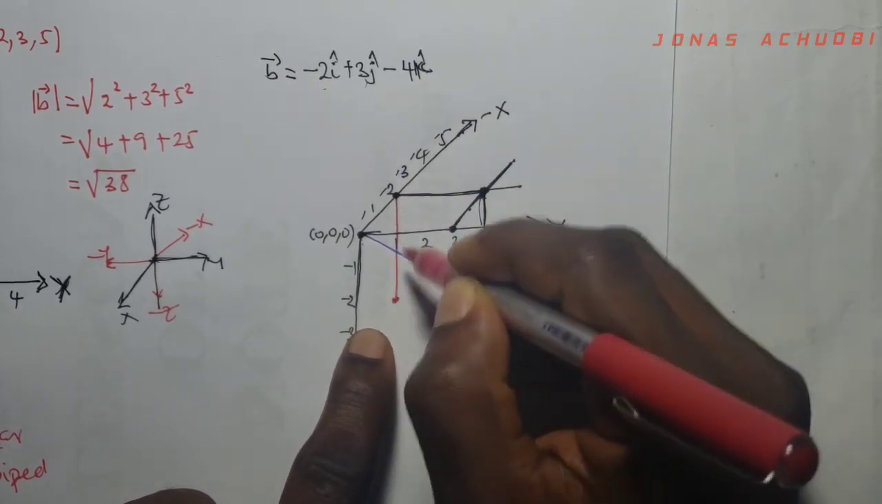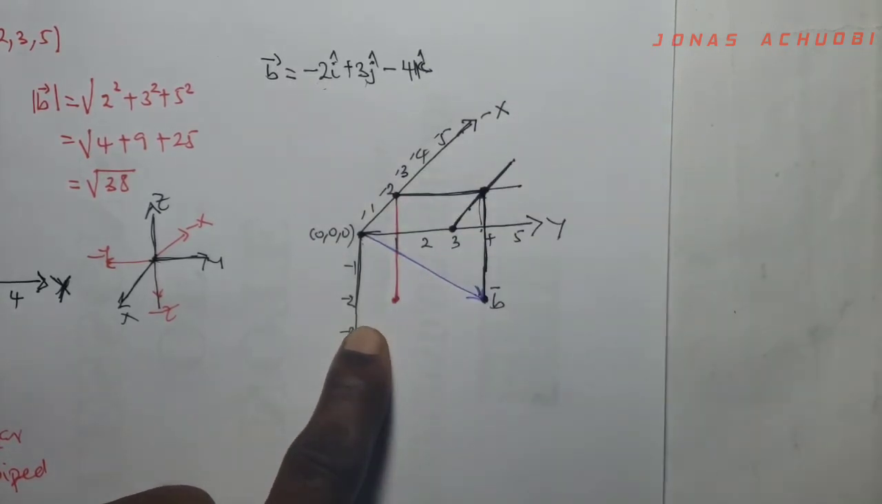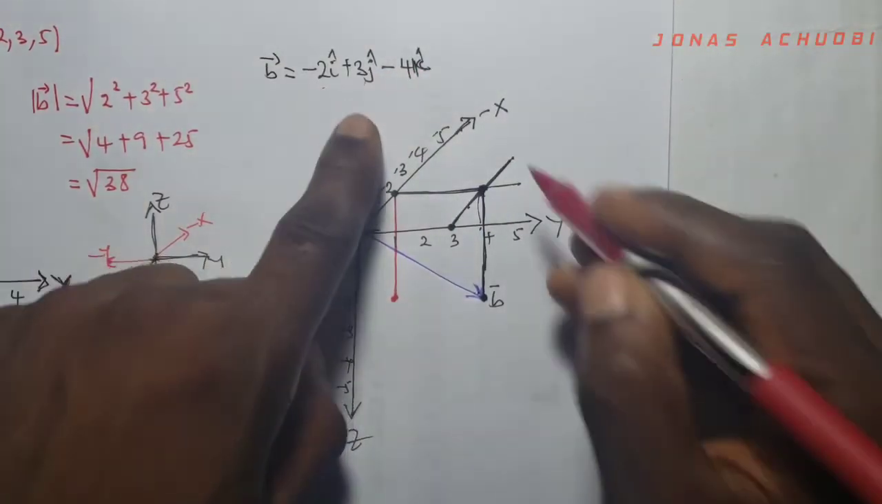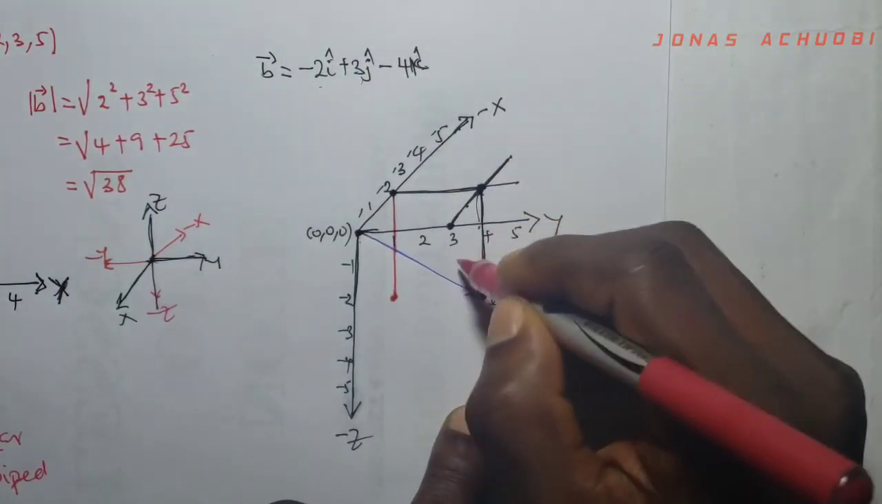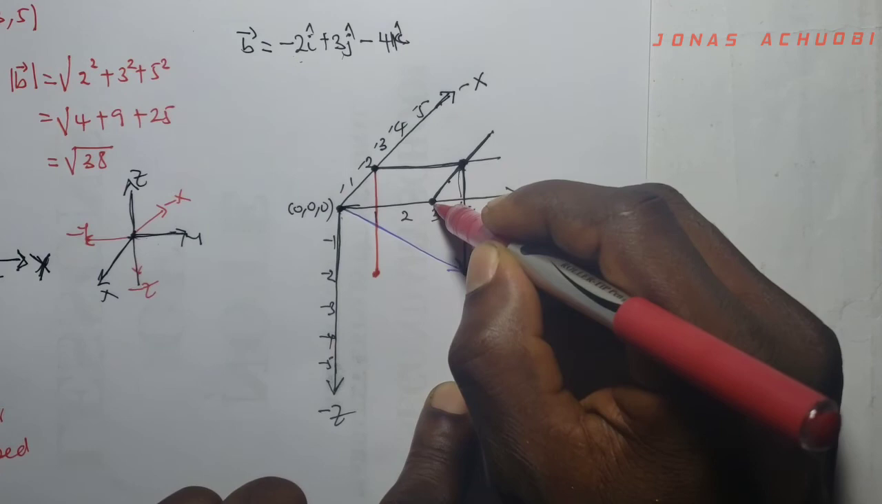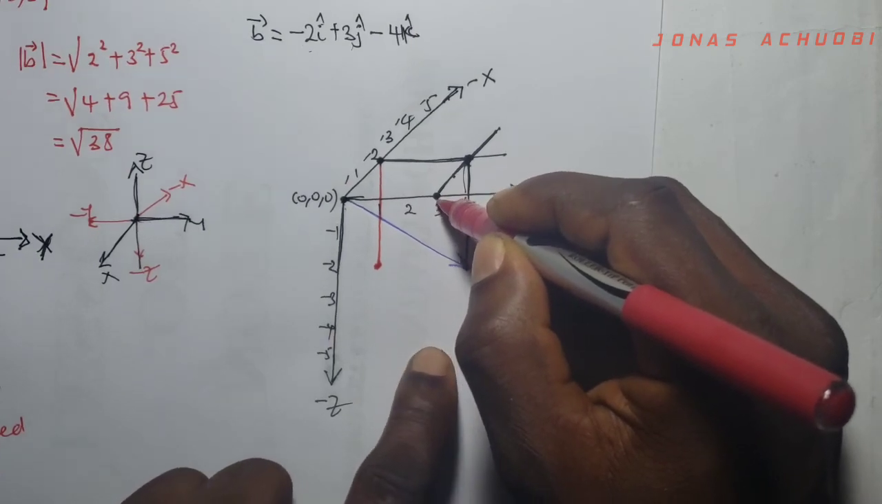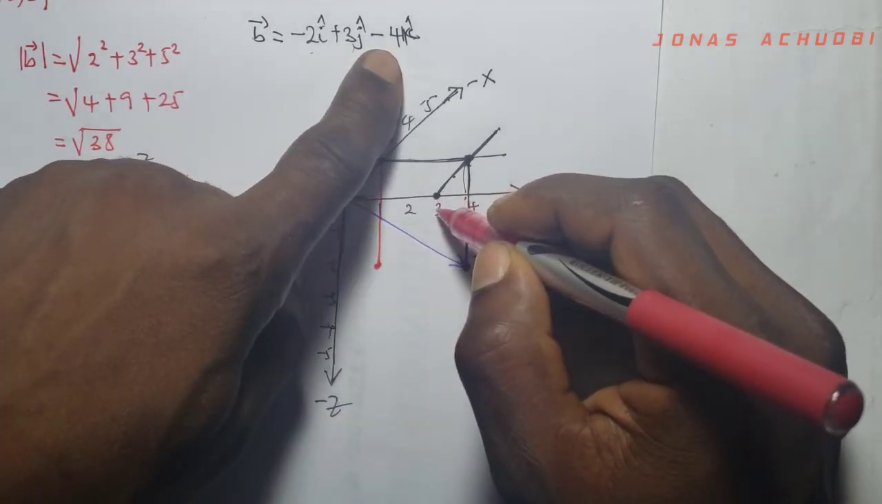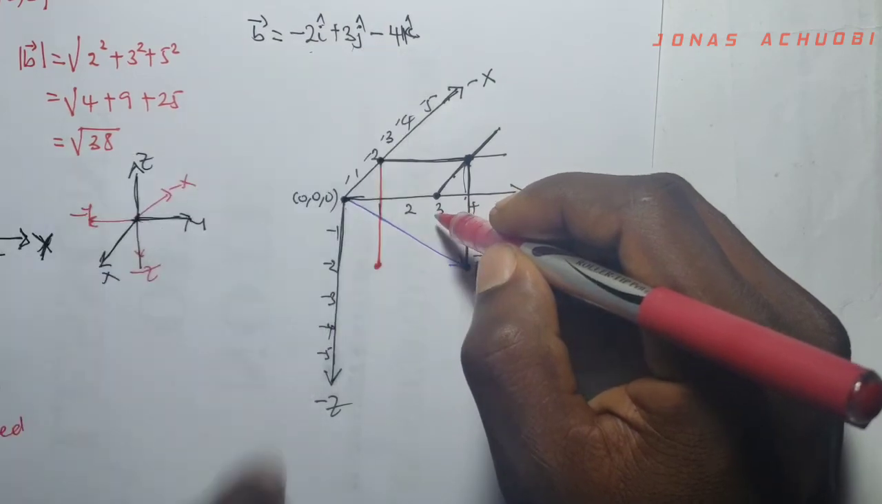That's good, to that point, 4 units. We now go to the y-axis, which is 3. We are here, that's the y-axis. Where are we now? This is the y-axis 3. Okay, 3. So here we move 4 units in the negative z direction.